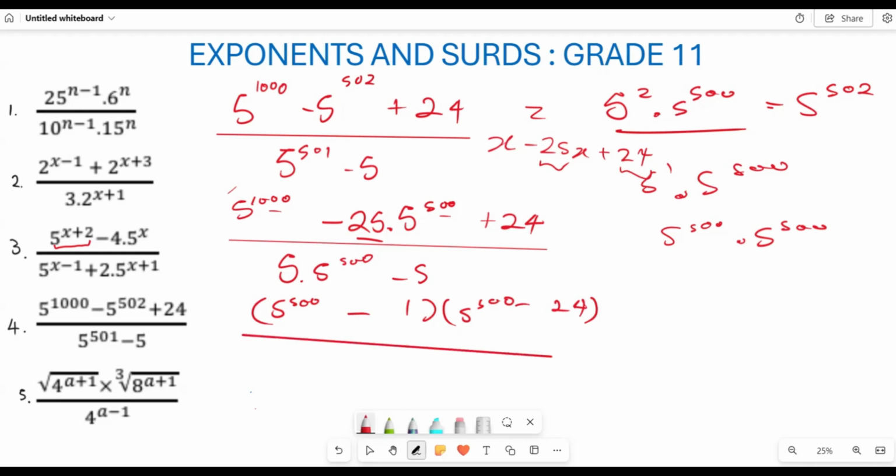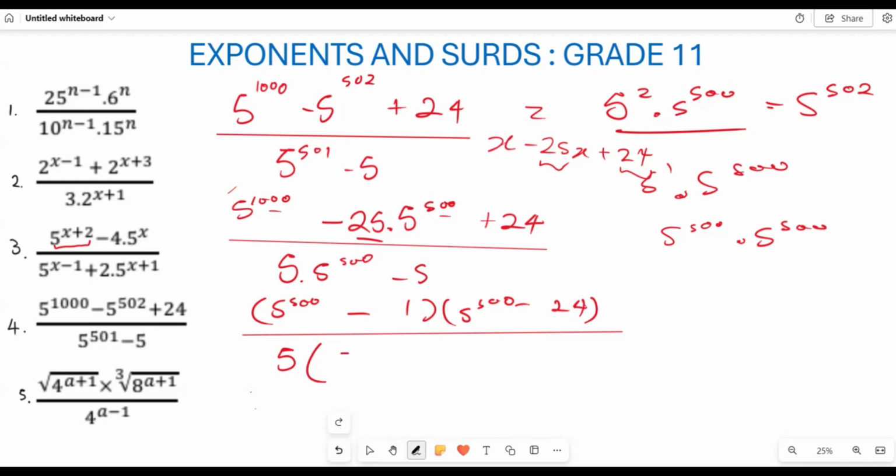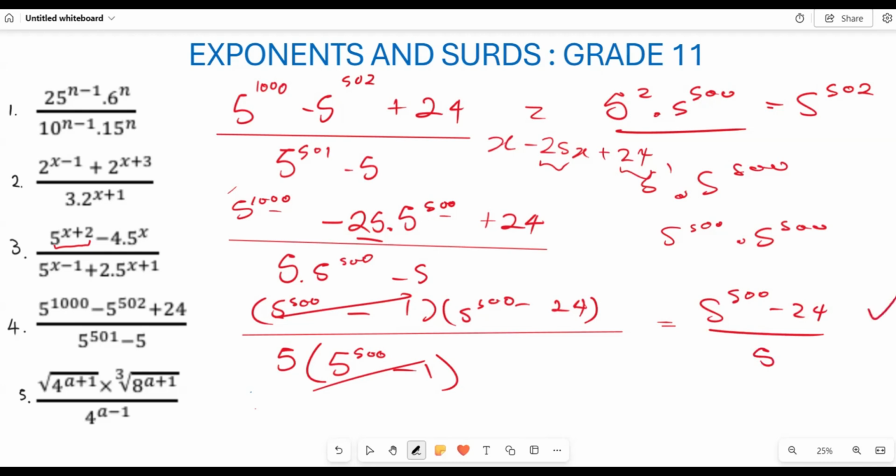Then now I come back to my denominator. What is it that I'm going to do in my denominator? I'm going to take 5 as a common factor, right? So if I take 5 as a common factor, I'm going to be left with what? This is going to be 5 to the power of 500, and now this is 5 to the power of 500, subtract 1. And now from here, what is it that I'm going to do? This and these are going to cancel, right? So if these two are going to cancel, what am I going to be left with? I am now left with 5 to the power of 500 subtract 24 over 5, which is going to be my final answer because there is nothing else that I can do after this one, right?